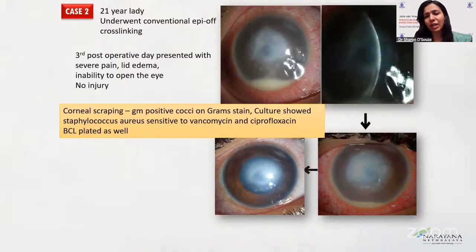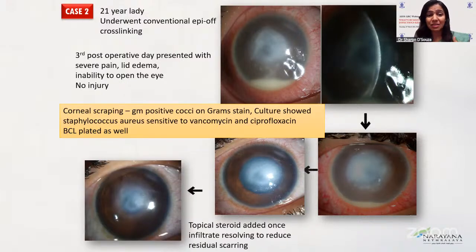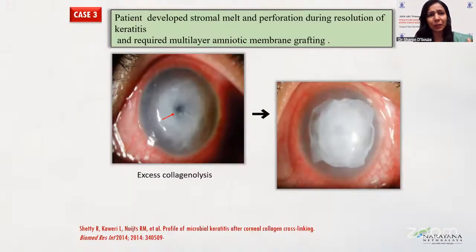So this was treated as per the sensitivity, and over time, it does scar, but you can see that the scar is quite significant. Once it was almost scarred, we started the topical steroid to reduce the residual scarring, and this is about 3 months post the infiltrate, and we see that there is at least a reduction in the amount of scar, but more importantly, the infiltrate has healed, and we could avoid having to go for something like a therapeutic PK.